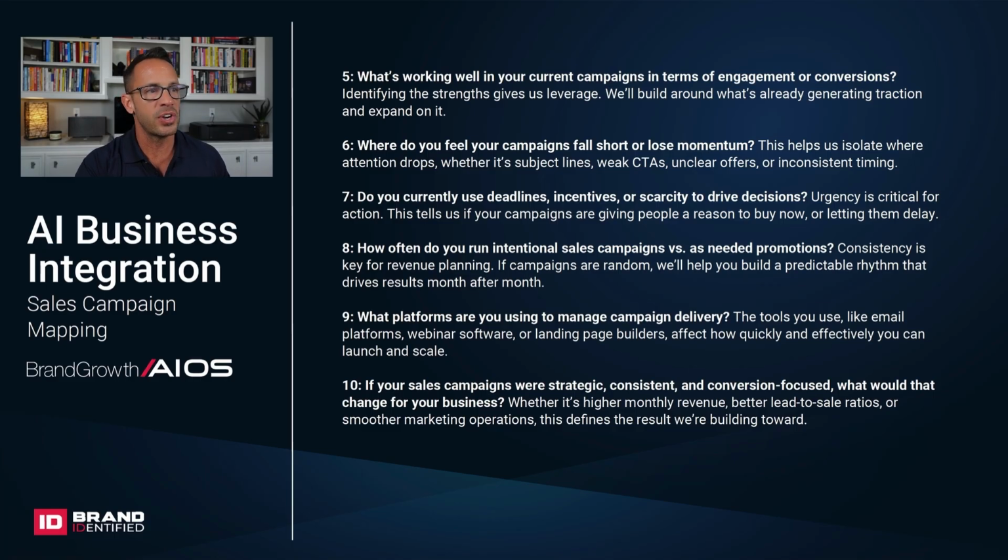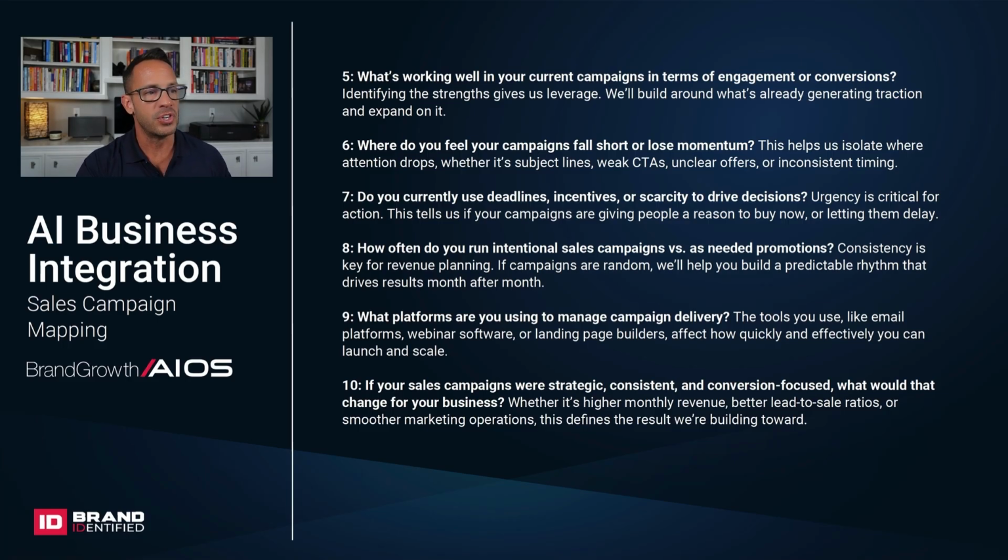Question number 6: where do you feel that your campaigns fall short or lose their momentum? This helps us isolate where attention drops, whether it's subject lines, weak calls to action, unclear offers, or inconsistent timing. Question number 7: do you currently use deadlines, incentives, or scarcity to drive decisions? Urgency is critical for action. This tells us if your campaigns are giving people a reason to buy now, or are you letting them delay?